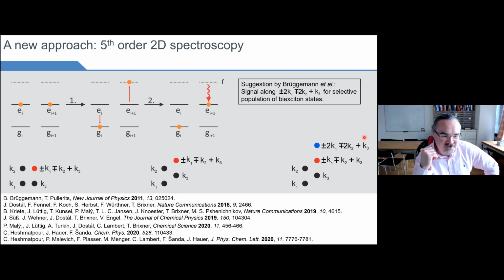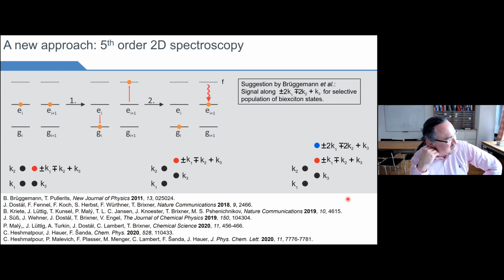As I also mentioned, we're not the first to do this. We were inspired by works of Tobias Brixner, who implemented this type of phase matching condition in 2018. And then there is a small but growing number of publications in this field. Now, as an experimentalist, this sounds a bit tricky, right? 2k1, 2k2, and k3. So you can either do what Tobias did and use pulse shapers, or you can try to do what we did, and this is work in a completely non-collinear geometry.